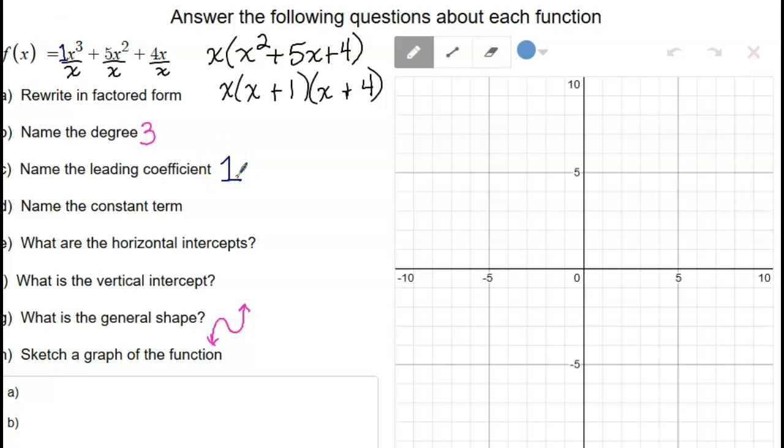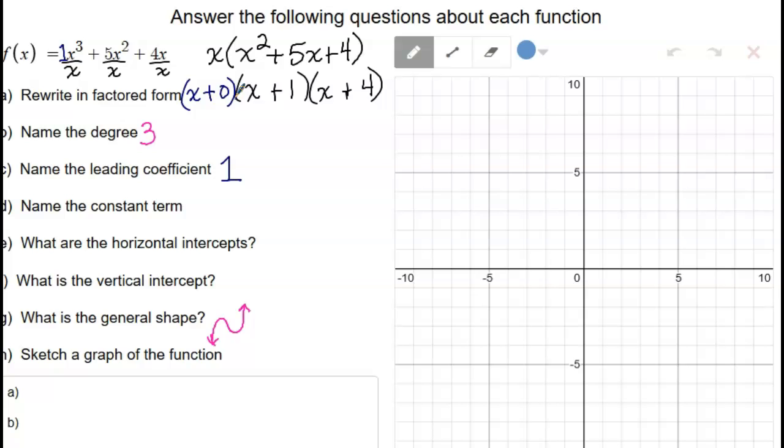The constant term, so I'm going to rewrite this equation just a little bit, okay? I'm going to rewrite this as another factor. So x is the same thing as x plus 0 or x minus 0.